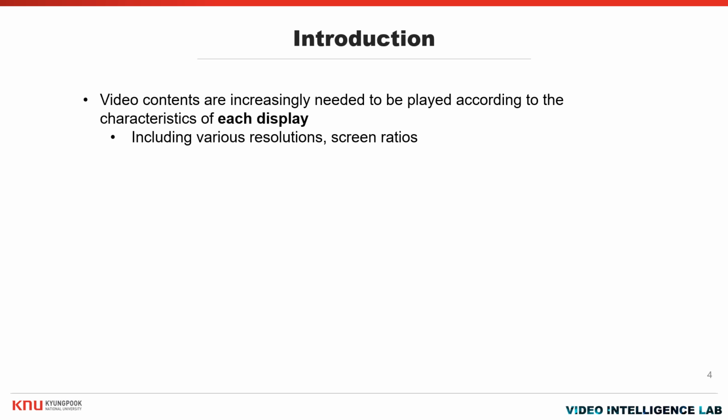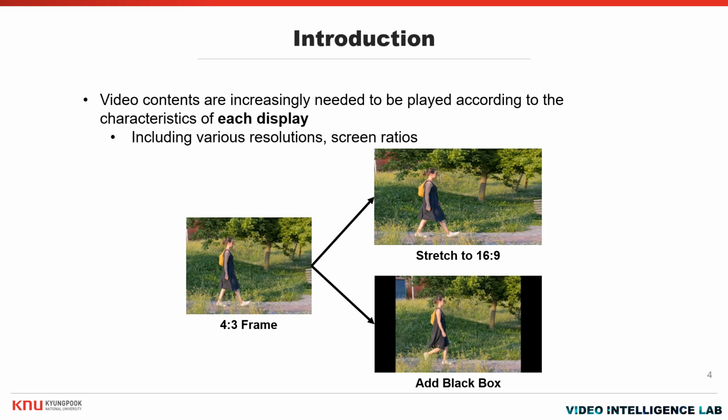Video retargeting is about changing the size of the video. Video contents increasingly need to be played according to the characteristics of each display, including various resolutions or screen ratios. When the video has a 4:3 ratio and is played on the 16:9 display, the video contents may have a black box on both sides, or the contents would be overstretched by forcing the video to fit the display. These methods may degrade the viewer's experience.